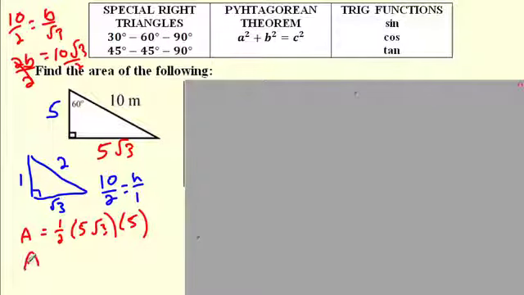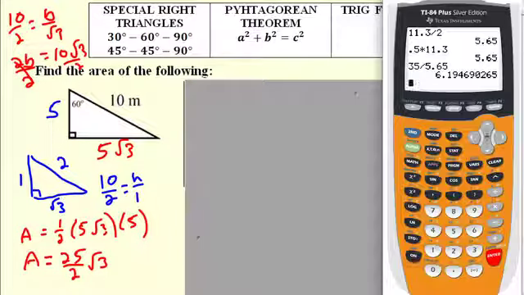Can I multiply this all out? Sure. It's 1/2 times 5 radical 3 times 5. So the whole numbers I can multiply. 5 times 5 is 25, and I'm going to times it by a half. That's 25 radical 3 over 2. So this would be the exact answer. If you want to leave it in the simplest radical form, that is a fantastic answer.